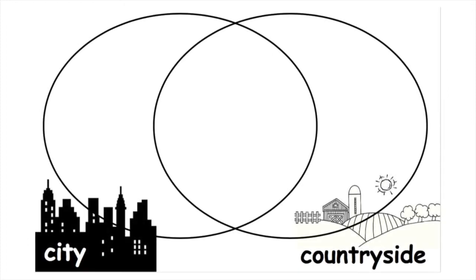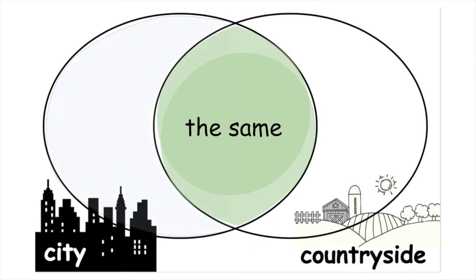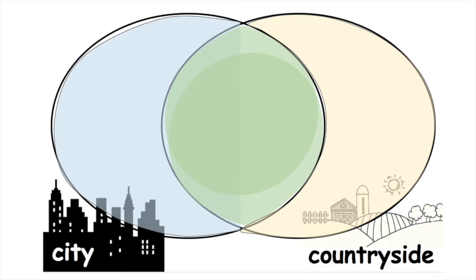We did this Venn diagram in class today. And if you remember, in the middle here, we write the things that are the same. And on each side, we write the things that are different for each thing. So here we are comparing and contrasting the city and the countryside.